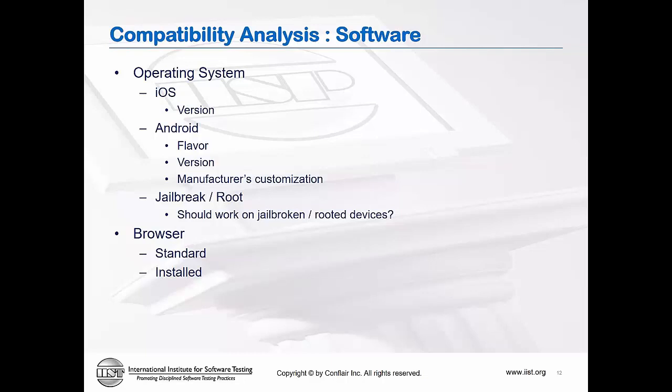Now, millions of devices are jailbroken and rooted. Nobody has the exact number, of course, but it's very common. So if your application is not supposed to support jailbroken or rooted devices, then of course you need one in your lab to run some tests. If it's supposed to, and there is anything in your app which might be relevant to jailbreaking or rooting, which is rare, then you need to test for compatibility there. Okay? And then of course we have the browser.